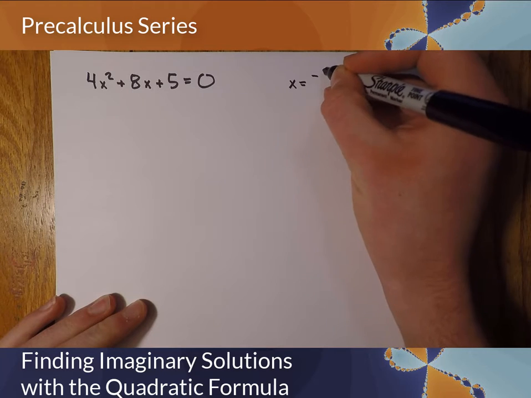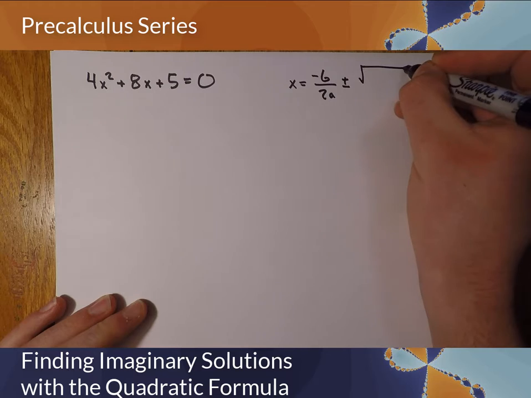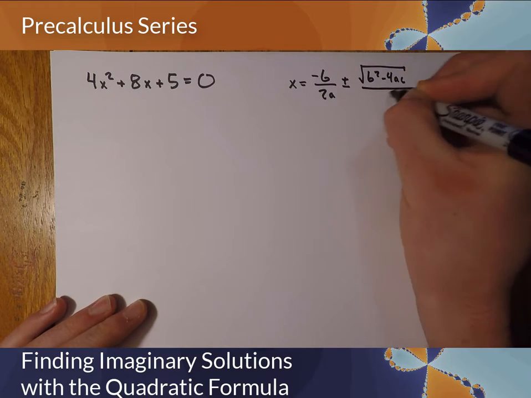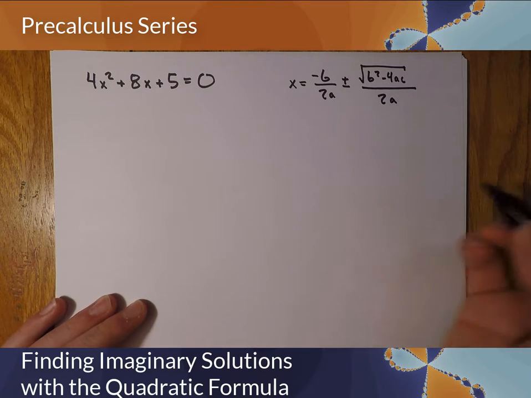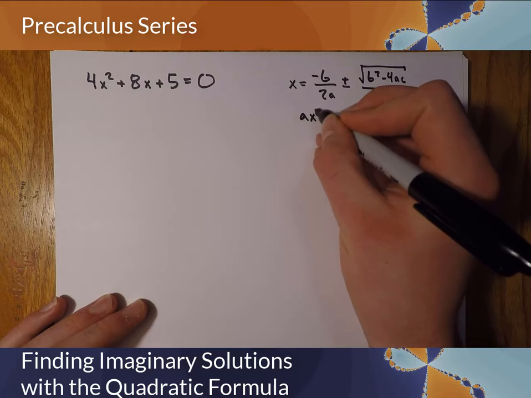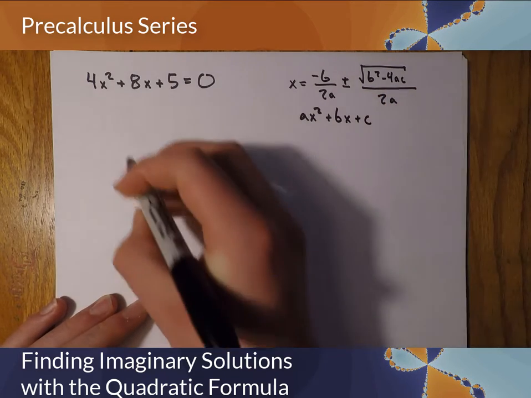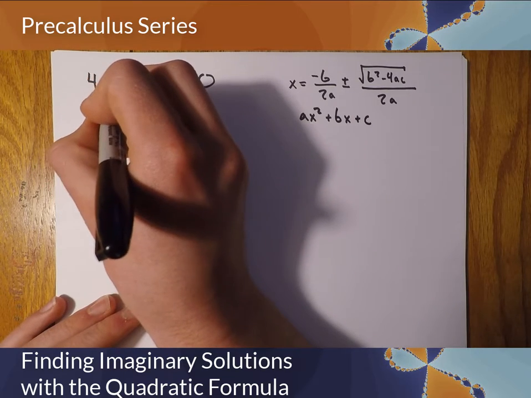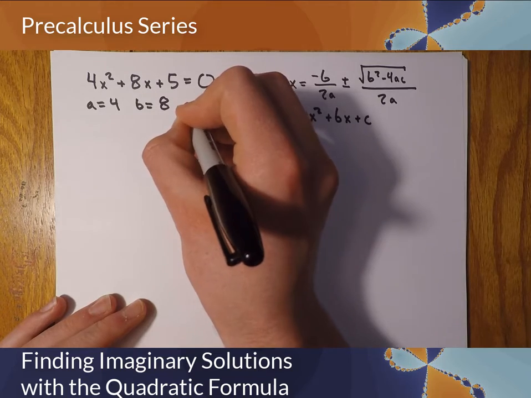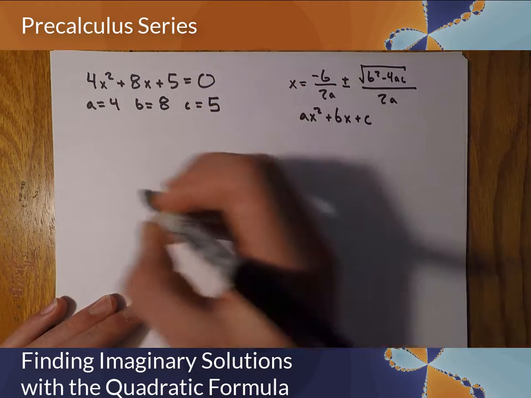x equals negative b over 2a plus or minus the square root of b squared minus 4ac all over 2a. And remember, this is for your generic quadratic equation, ax squared plus bx plus c. Alright, so for this one, we have a equal to 4, b equal to 8, and c equal to 5. Alright, so now we just simply plug this in.